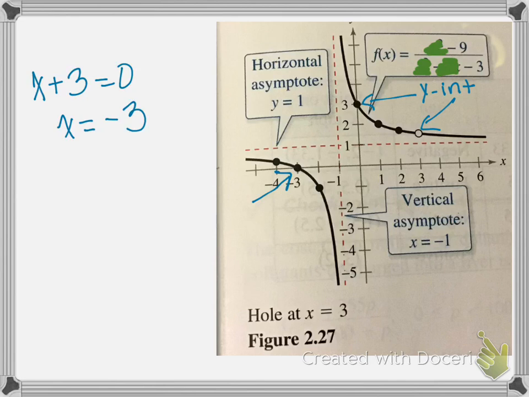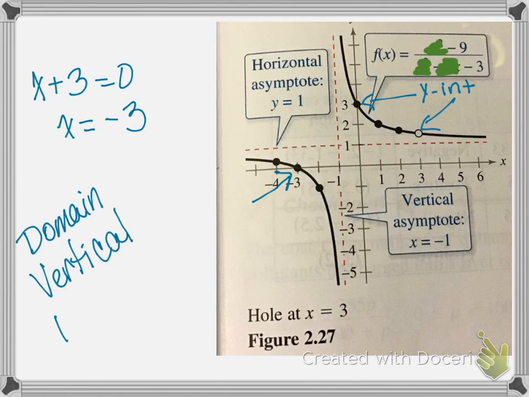Okay? And again, on your test, you're looking at being able to identify the domain. You've got to tell me my vertical asymptotes, and you've got to be able to tell me my horizontal asymptotes. Okay?